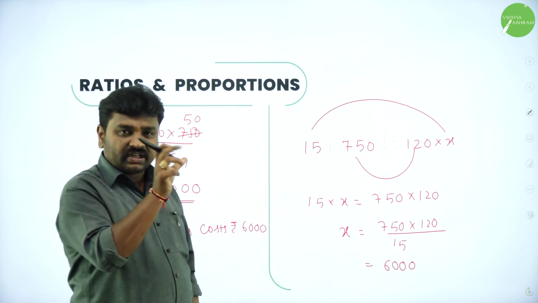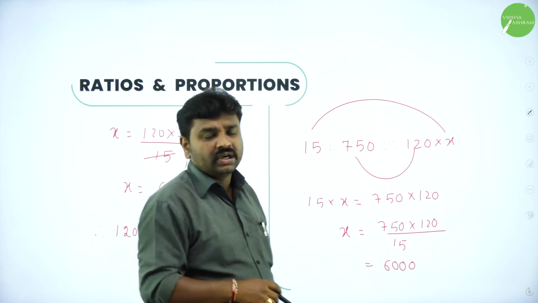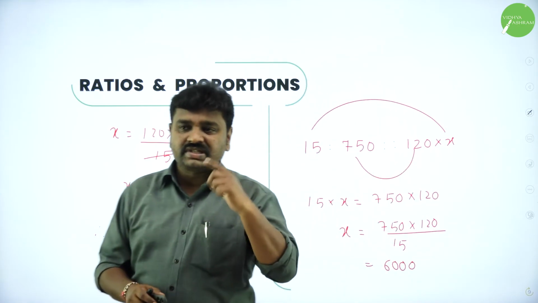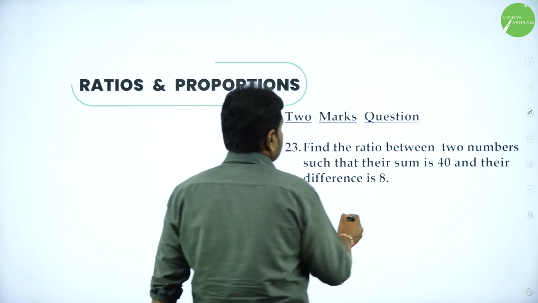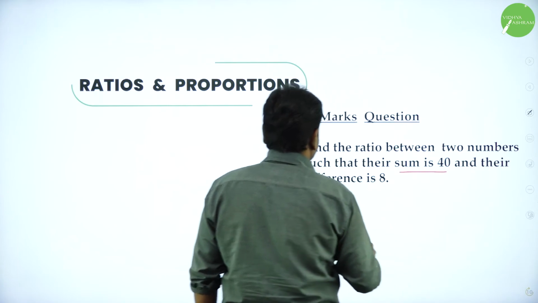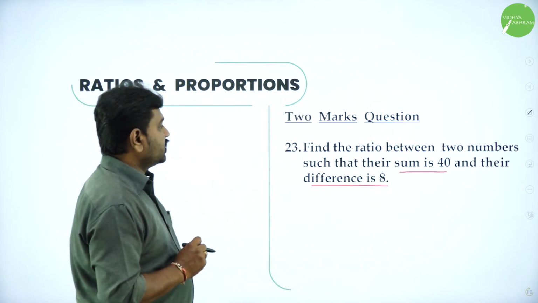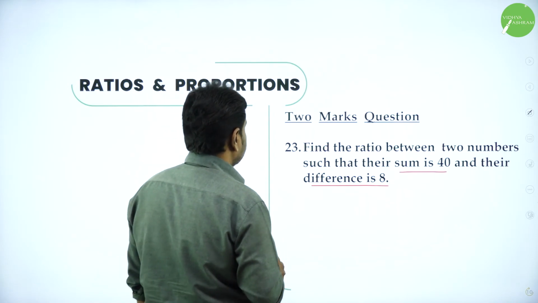Or for direct relation, take the first ratio is to the second. So it will become a proportion. For a proportion, all of you know, product of extremes is equal to product of means. Now, find the ratio between two numbers such that their sum is 40 and their difference is 8. They want the ratio between the numbers such that their sum is 40 and difference is 8.